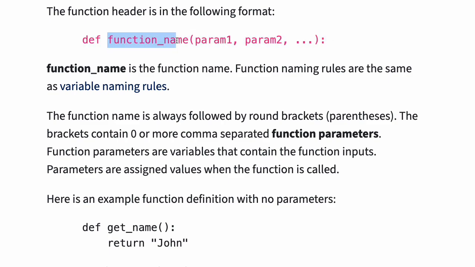Function_name is the function name. Function naming rules are the same as variable naming rules. The function name is always followed by round brackets or parentheses. The brackets contain 0 or more comma-separated function parameters. Function parameters are variables that contain the function inputs. Parameters are assigned values when the function is called.